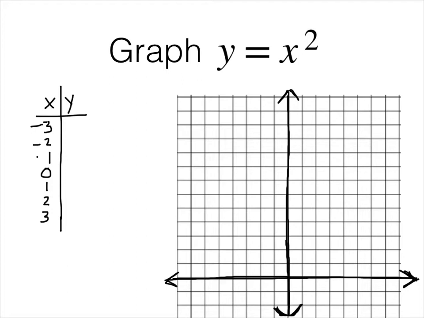-3 squared, remember, is positive 9. Remember, that's -3, the quantity squared. -2 squared, positive 4. -1 squared, positive 1. 0 squared, 0. 1 squared, 1. 2 squared, 4. 3 squared, 9. All right, so we're going to graph those ordered pairs.